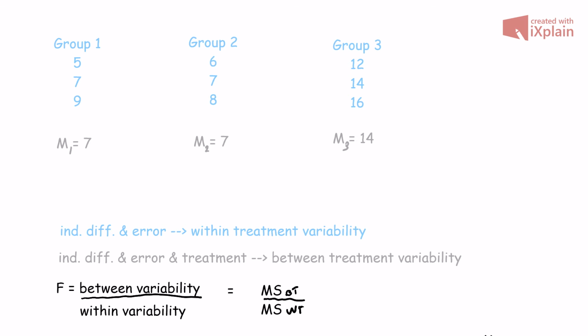And by dividing the average error into the average treatment effect, we're going to end up with one number that indicates the size of the overall difference among the different treatments. And if that is big enough, we're going to reject the null.